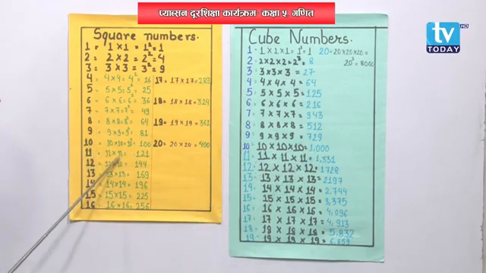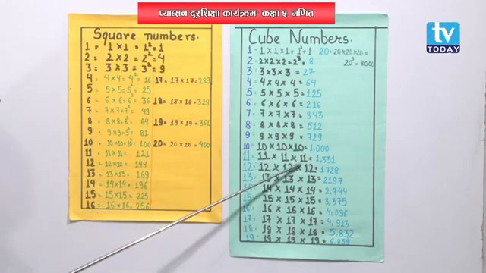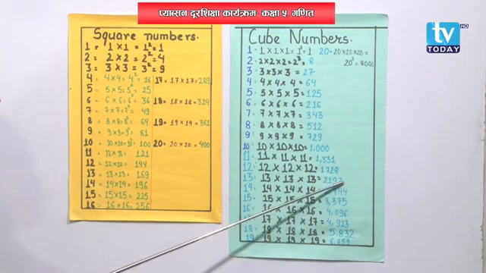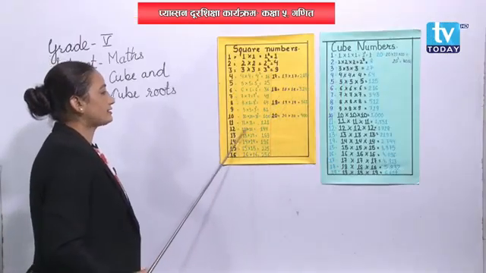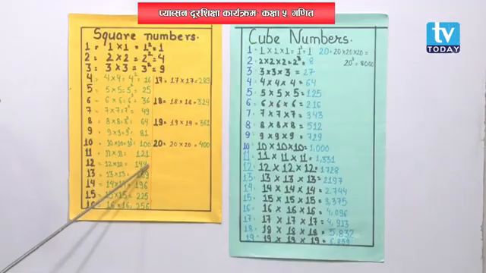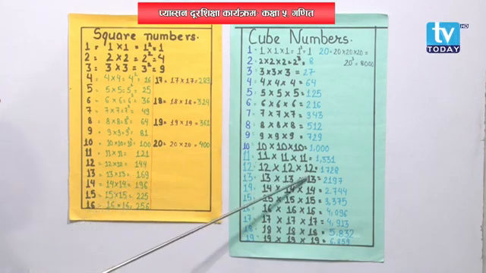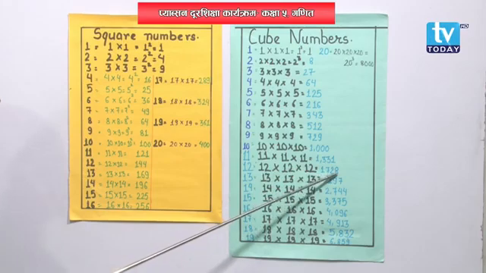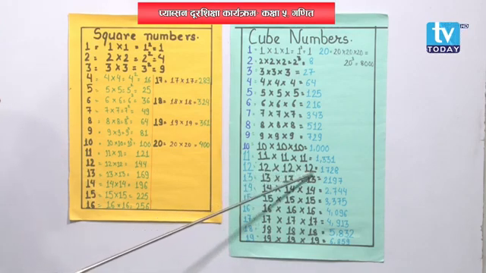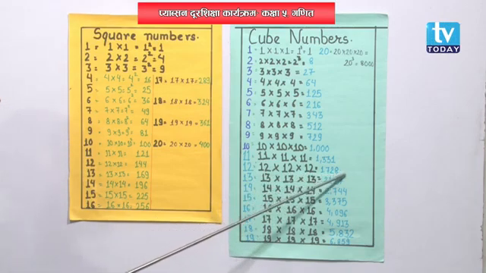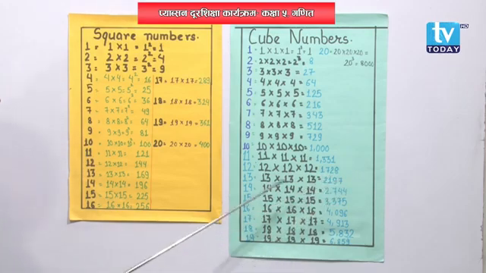Okay students, 11 into 11 is 121. Again 121 is multiplied by 11, then it will be 1331. Now 12 times 12 is 144. When 144 is multiplied by another 12, the answer is 1728. You have already got the square answers, then you multiply one more time with the same number and you will get the cube, 1728.